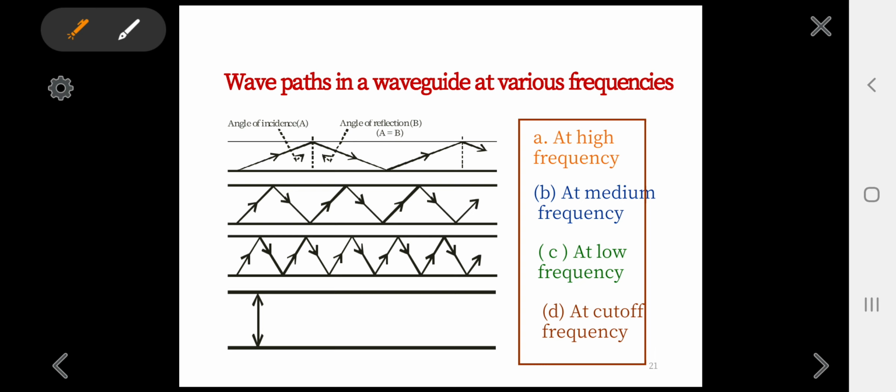Now what kind of path do they follow? Here at high frequency, you can see this is your high frequency path, and here you can see the medium frequency path, and here the path at low frequencies. Whenever the frequency is less than the cutoff frequency, no signal bounce back and forth is possible.